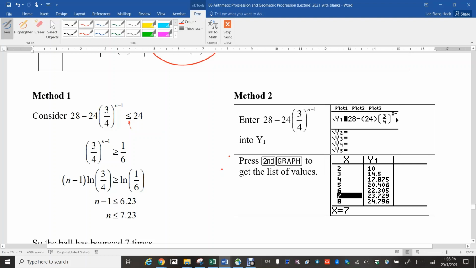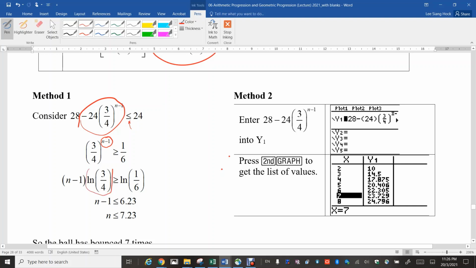And so we try to simplify this expression. You bring this term, add this term to both sides, and then you bring the 24 across, so you get 28 minus 24 divided by 24, so you get 3 quarter to the power of n minus 1 greater or equals to 1 over 6. So again, we have a rational exponential function. So you take ln of both sides, and you bring down the n minus 1 power. And next, we need to divide by ln of 3 quarter.